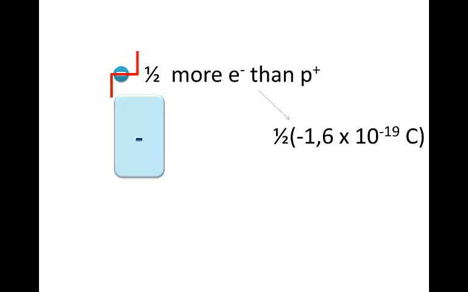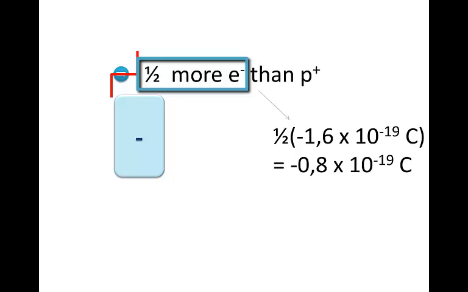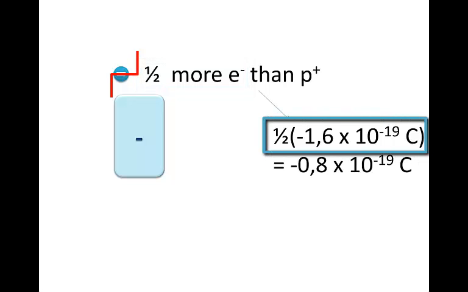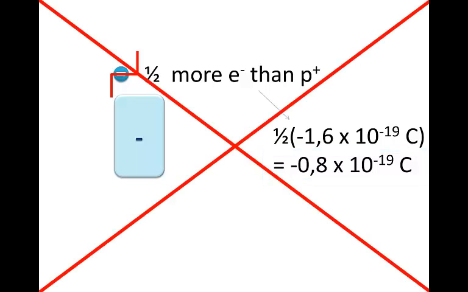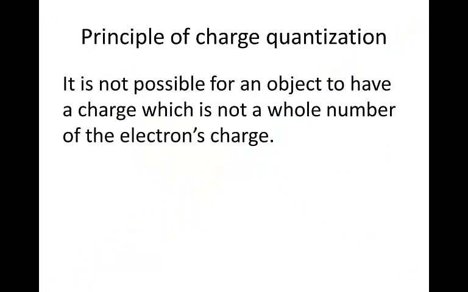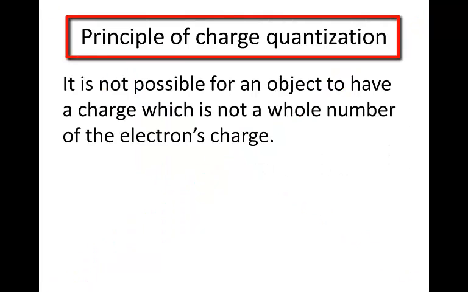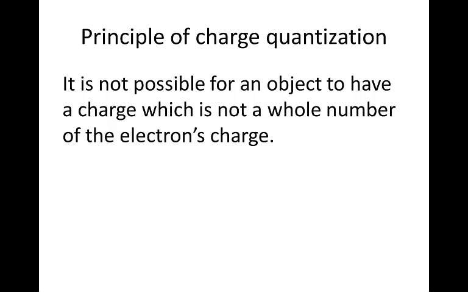Certain values are impossible. For example, it's not possible for us to cut up an electron and transfer only half an electron to a neutral object to give it a charge of half the electron charge, in other words, this value here. That is impossible because you cannot divide electrons. And that brings us to a very important principle, the principle of charge quantization, which simply says that charge always exists in whole numbers of the electron's charge. But let's continue looking at some examples that are possible.